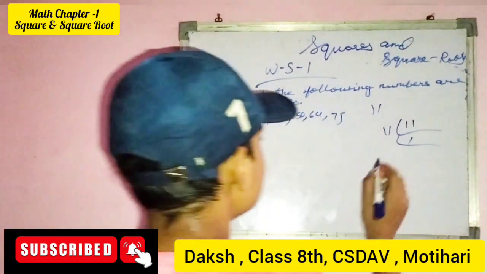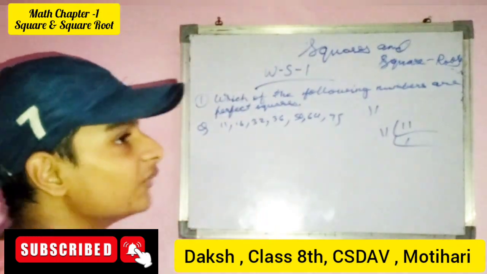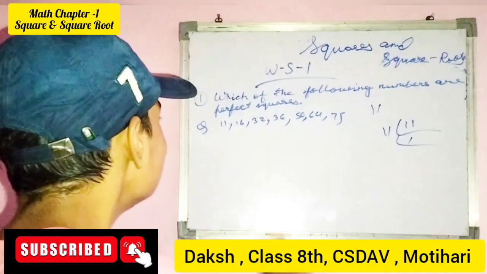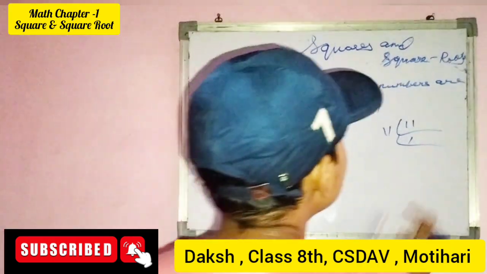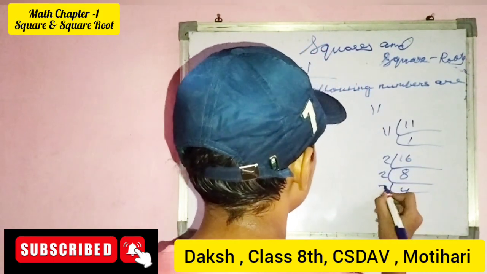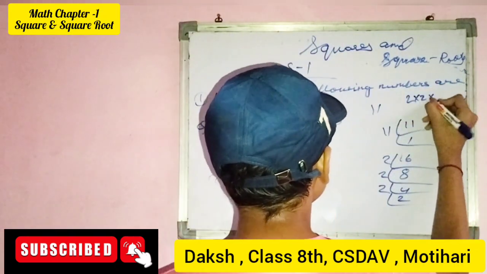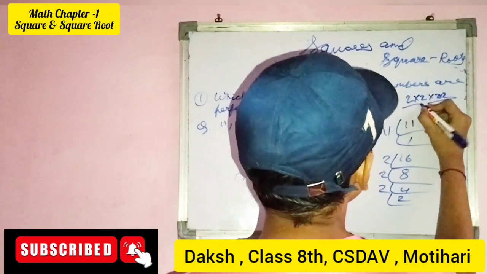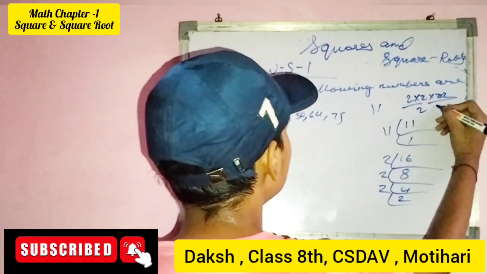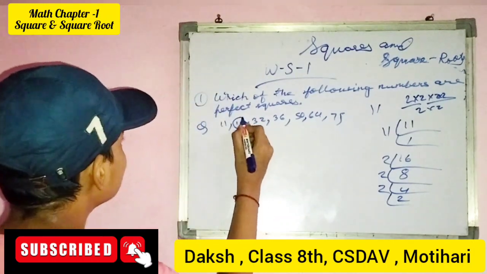Now the next number comes 16. 16 is the square of 4, but it can be easily found if you learn the squares till 10 square. If you learn, you can easily do calculations. But I will do it here. 16, 2, 8, 2, 4, 2, 2. And now 2 into 2 into 2 into 2. They occur in pairs. So we can take them out and it will be 2 into 2, 2 into 2. It will be 4. It is 4 square. And this number over here is a perfect square. So we will encircle it as it is a perfect square.